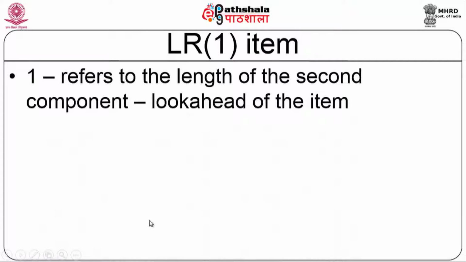The 1 here refers to the length of the second component, which is typically called the lookahead of the item. The LR representation is the same: L means the input string is scanned from left to right, R means it uses rightmost derivation, and here 1 means lookahead of length 1.